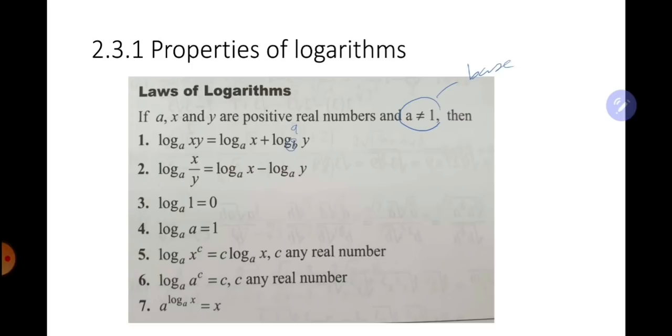Yang ni if you have log x power c base a, this is equivalent to c log x base a. C can be any real number. And then yang ni apa base dia? Sama je lah kan? Okay. Yeah, this one is using property 4 also kan, sebab you akan dapat c log a base a. So log a base a is 1, so you akan dapat equals to c. So a power log x base a akan sama dengan x.